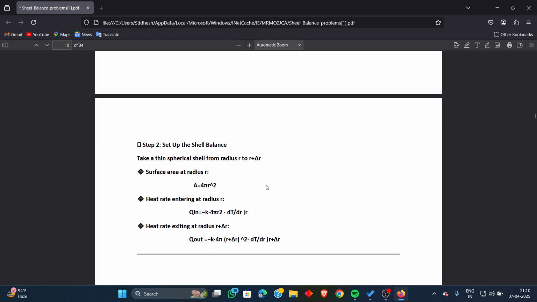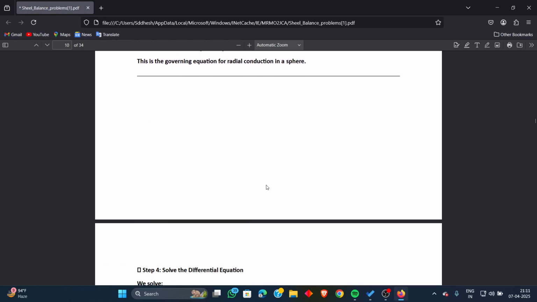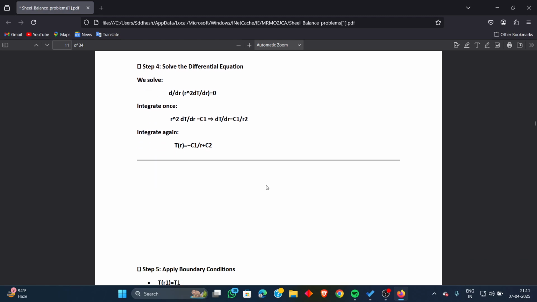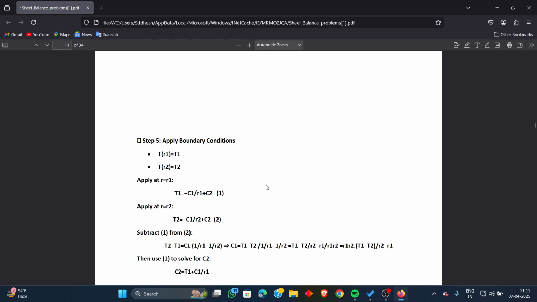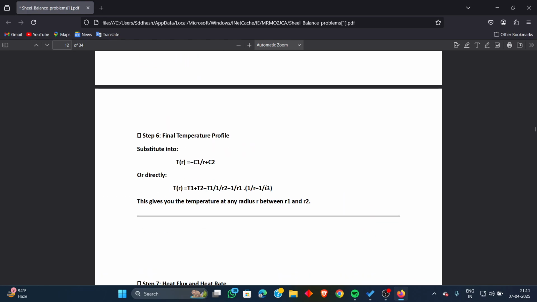Step 2 is setup of the heat shell balance. Step 3 is the energy balance. Step 4 is solving the differential equation. We'll get two integration equations here. Step 5, applying the boundary conditions. We get the value of C2, that is T1 plus C1 upon R1.